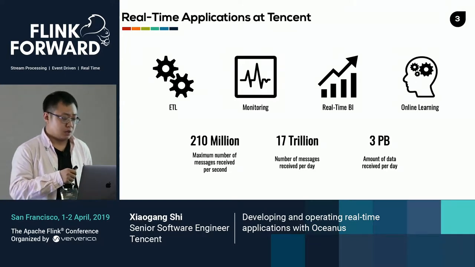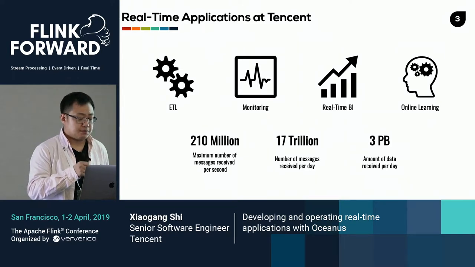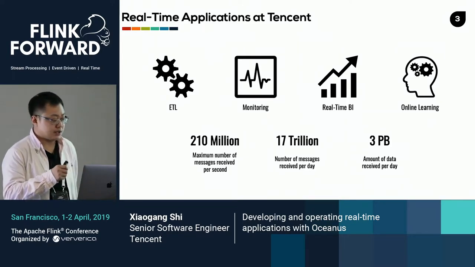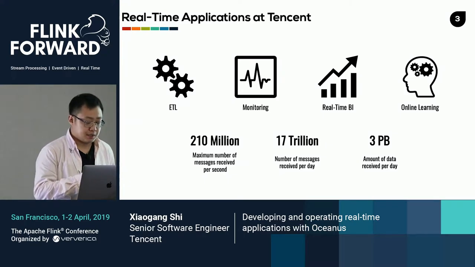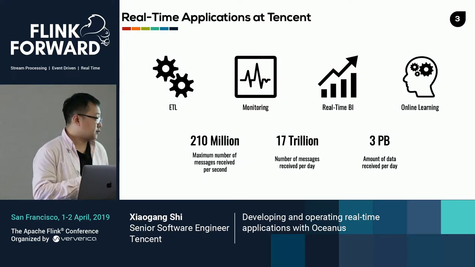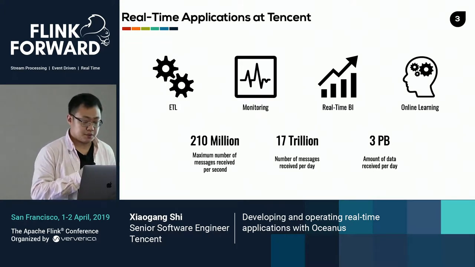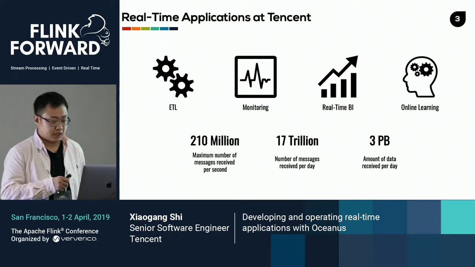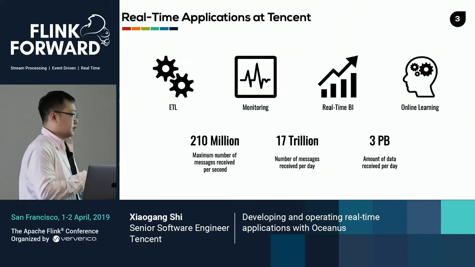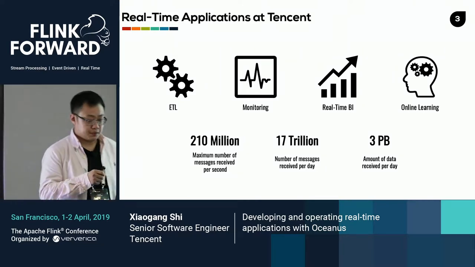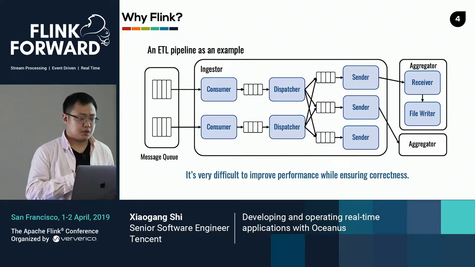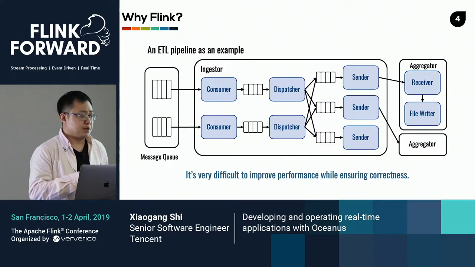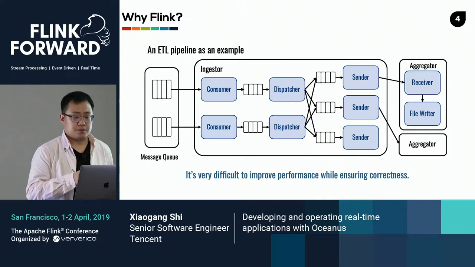Currently, the maximum number of messages we receive per second is more than 210 million. And the number of messages we receive per day is more than 17 trillion. And the amount of data is more than 3 petabytes. In the past, our real-time applications were executed with Storm.